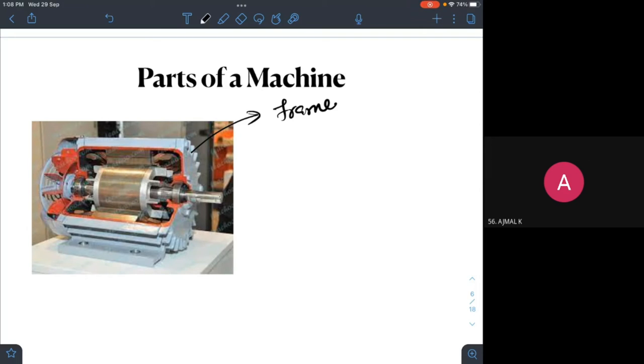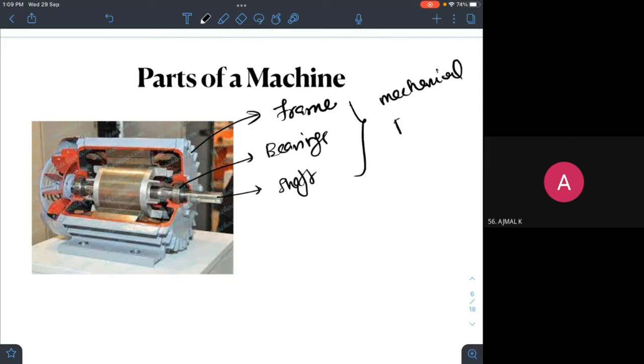The shaft is a mechanical part really, like the frame. The shaft is on which your rotation is happening. And for the rotation to happen, you will have bearings along with the shaft, so that your mechanical losses will be quite lesser. So these three parts constitute the mechanical parts: frame, bearings and shaft.